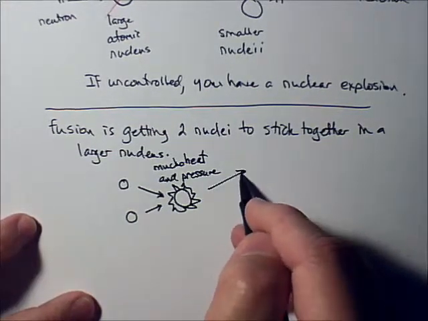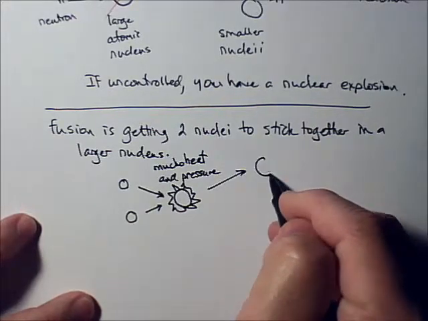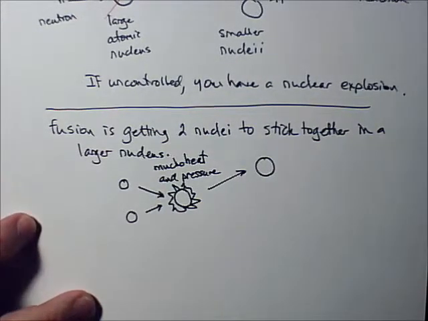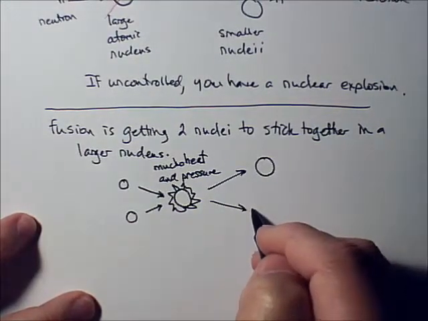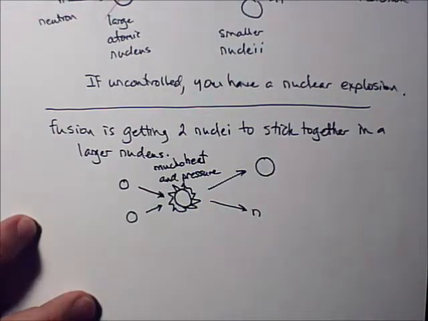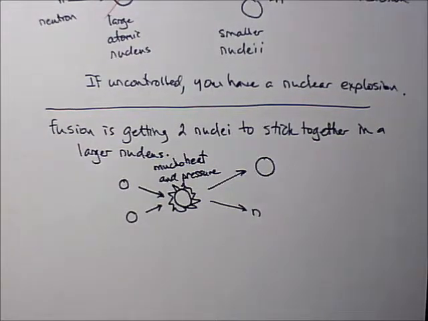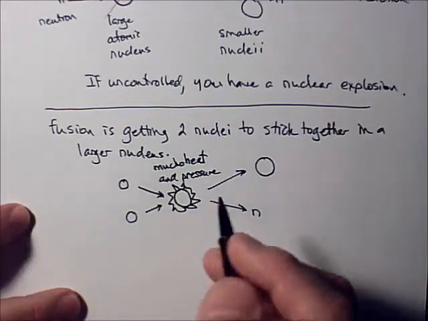And as a result of that, we're going to get an atom, and we're still going to have some leftover stuff, usually a neutron, most of the time, not always. And there's a series of nuclear reactions, fusion reactions, that happen at the center of the sun.